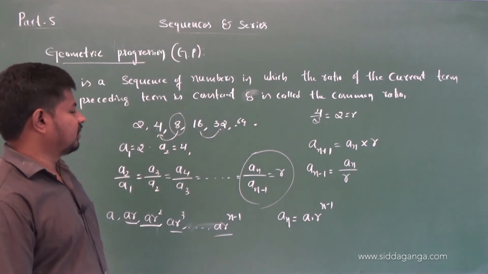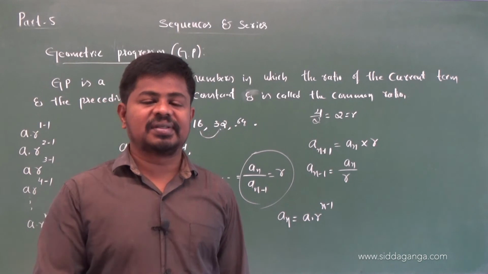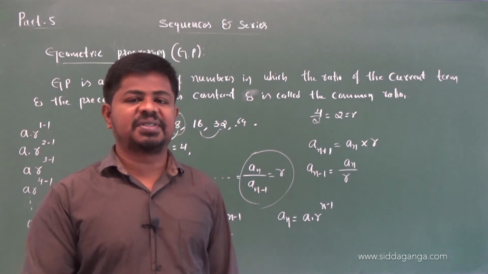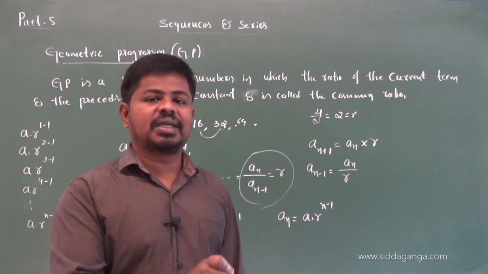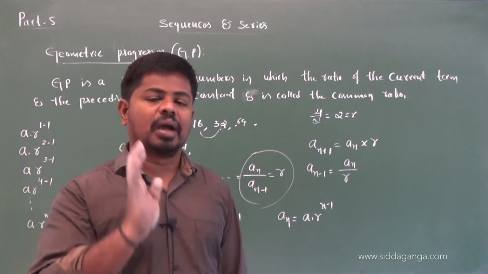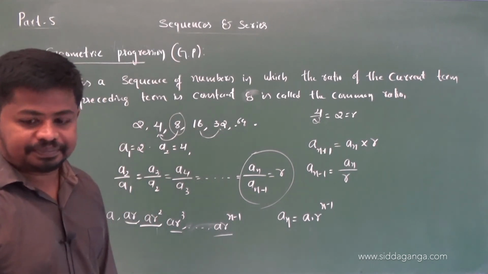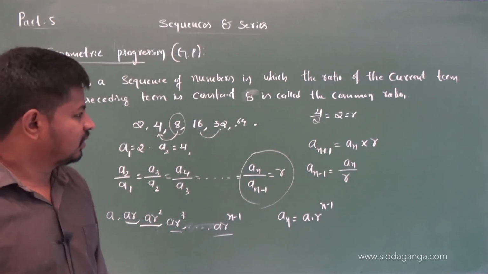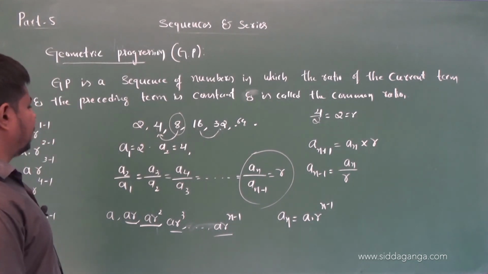And from the definition, we can easily say, to get the succeeding term of a given GP sequence, you have to multiply with common ratio R. To get the preceding term, you have to divide the current term by R. And A, the first term, must be a non-zero number. Okay, this is about geometric progression or GP sequence.